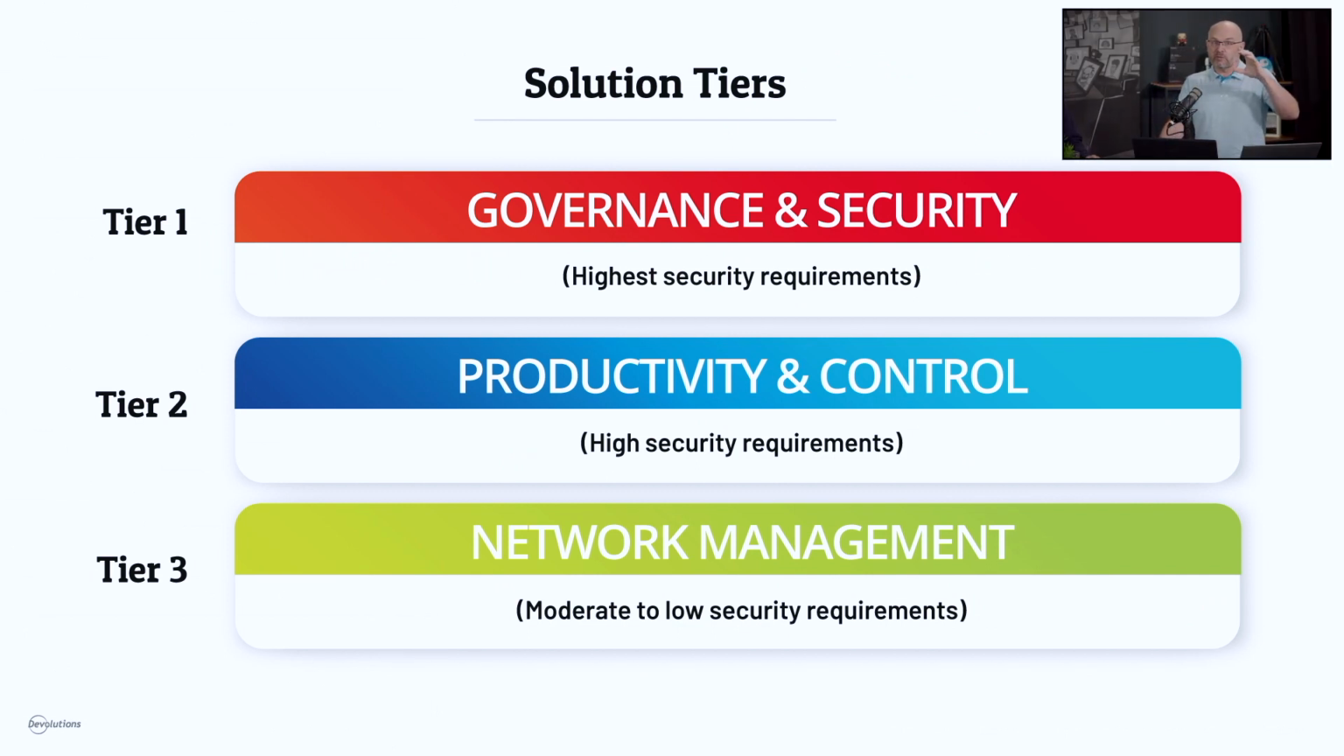Because we're using these tiers now for everything. It helped crystallize our thinking and to help communicate to you guys where we're going and why we're doing stuff. So the first tier at the bottom, tier 3, meaning less secure, is only network management. So that's basically RDM. Okay, moderate to low security requirements. If you elevate to tier 2, then you're into productivity and control, so more stringent security, more logging, and so on. Then tier 1 is governance and security, so the stringent security requirements.